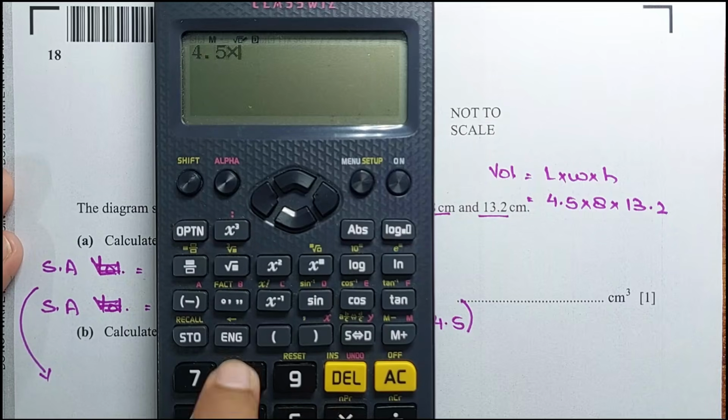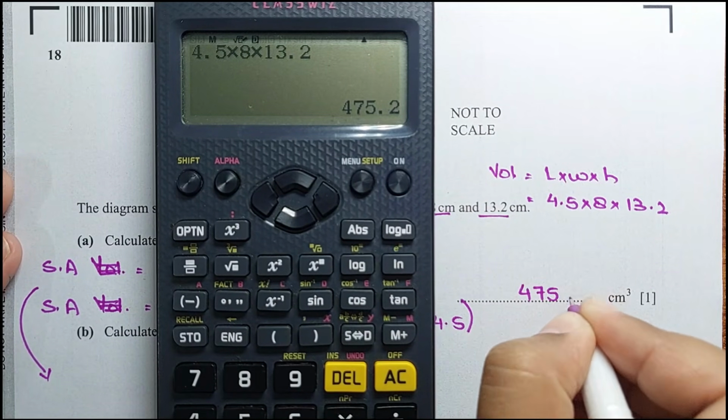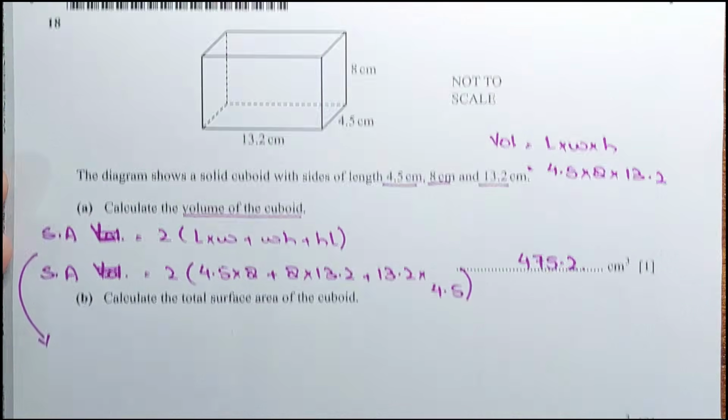Okay, 4.5, 8 and 13.2. That is the volume, which is 475.2 cubic centimeters, right? Now the next thing is finding the surface area.